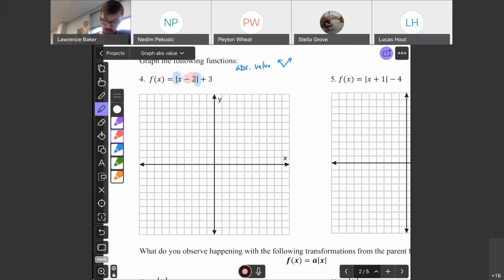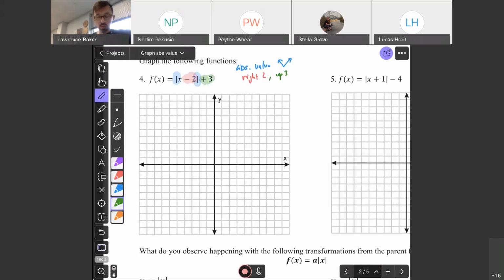I've got -2 here, and I've got this +3 here. All right, and I remember that inside the function, that one always lies to us. That's our left and rights. So this is going to be a right 2. And after the function, those are our up and downs, and we trust that one. So that's going to be an up 3. So we're going to take this V-shaped graph, and we're going to shift it right 2, and we're going to shift it up 3.